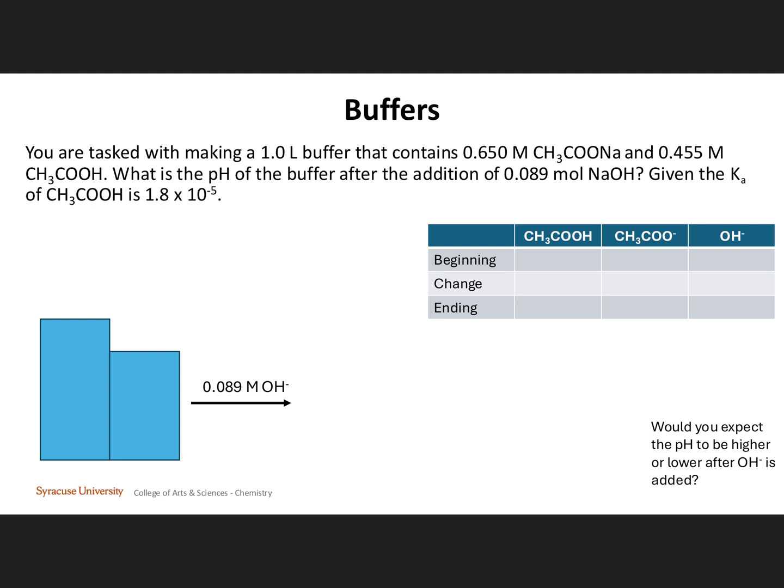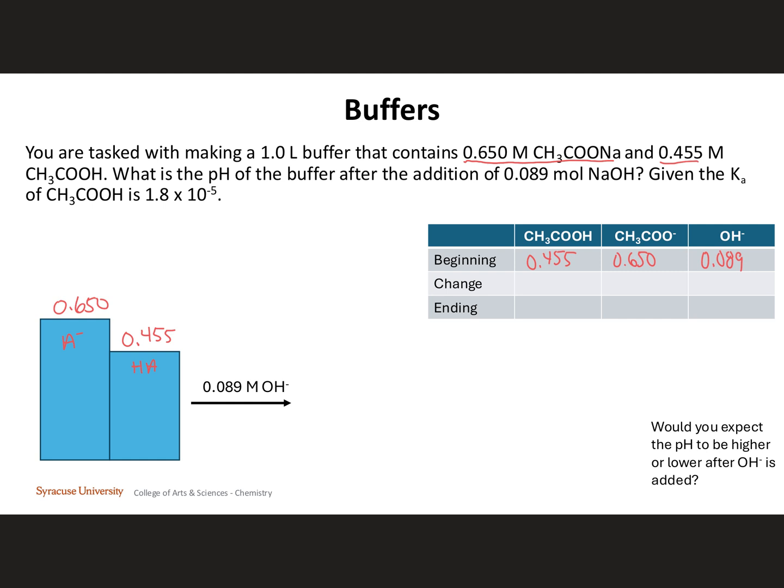We've got 0.65 of our conjugate base. So we can put 0.65 there. We've got 0.455 of our acid. And then to that, I add 0.089 of my base. And we can do the same thing over here. Say I've got 0.455 of my acid and 0.65 of the conjugate base.